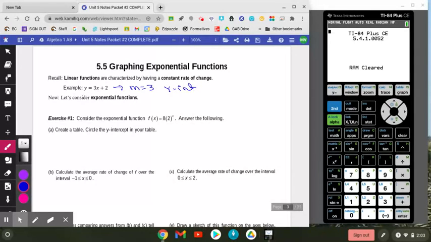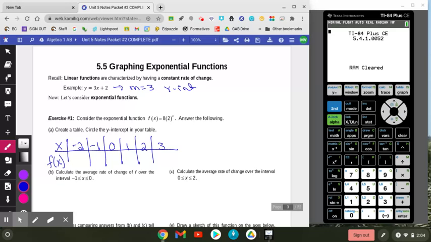Now let's consider exponential functions. We're going to consider f of x equals 8 times 2 to the x. So we're going to create a table, and we're going to circle our y-intercept. To create a table, x can be any value that we want, and then we substitute to find f of x. So I'm going to do -2, -1, 0, 1, 2, 3.